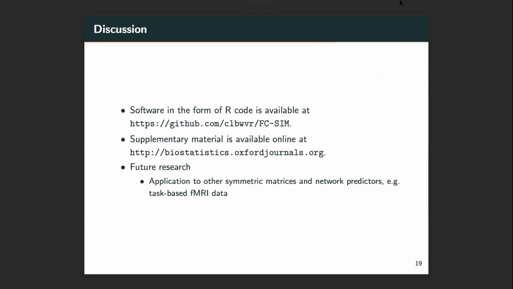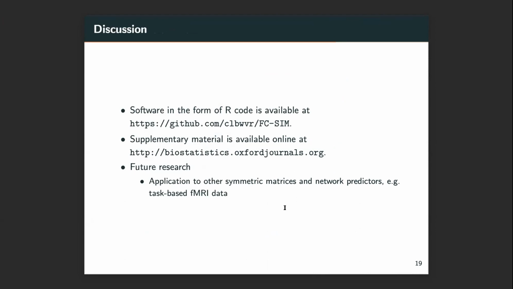Okay, so I got through that a lot faster than I thought, so I have some questions, but just to wrap up here, software for implementing the model that I've just discussed is available at this URL on my GitHub. The paper was published, I think, last year or earlier this year in Biostatistics. So obviously more information is available there, along with supplementary material.